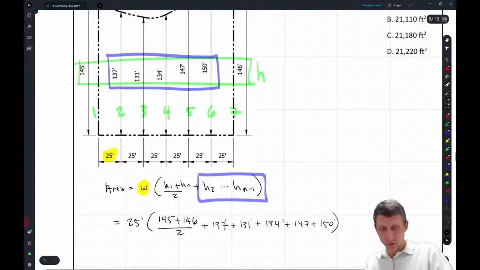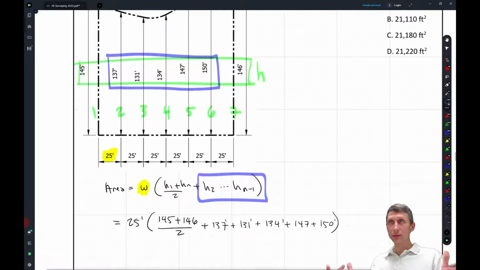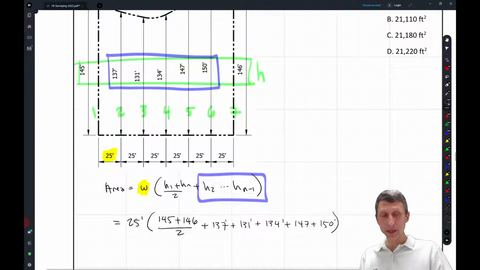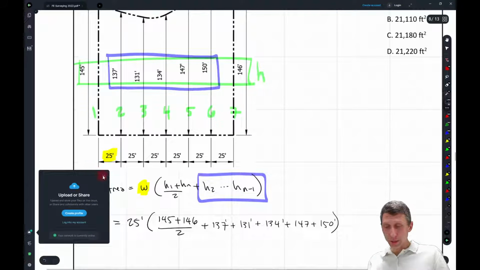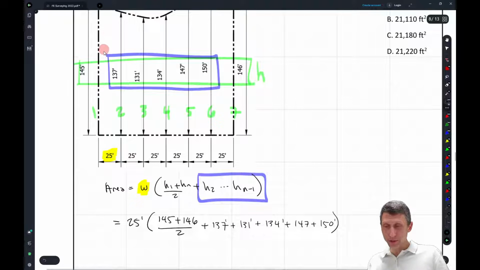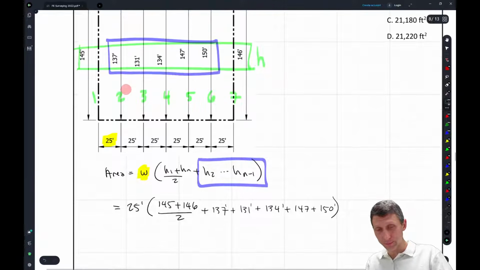Okay. So once I have that, basically we're good. Really all that we're saying here is that the 145 over 2 is going to give us the first half of this area. The 137 is going to give us half of the area on either side, and we're just going to keep moving on and get a total area here of, well, let's just double check.